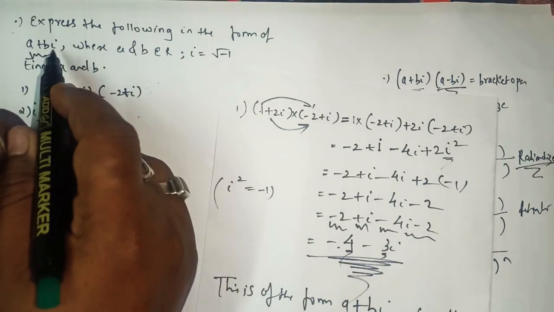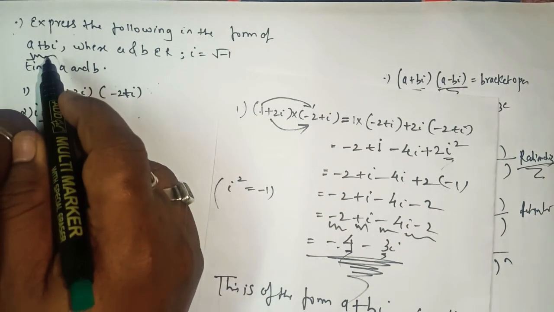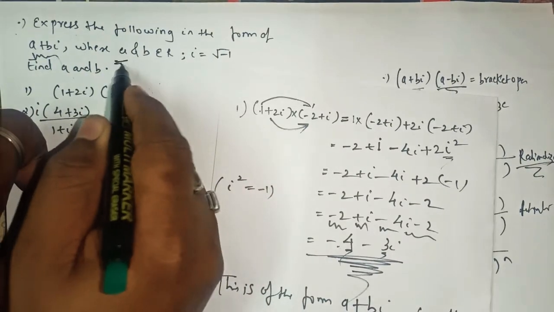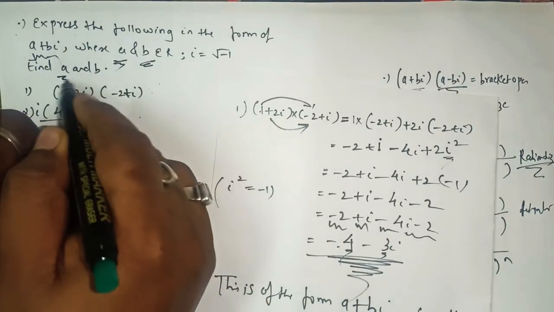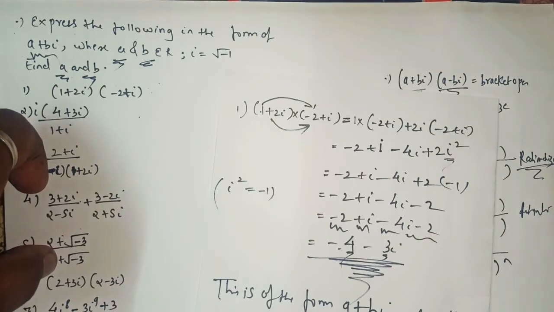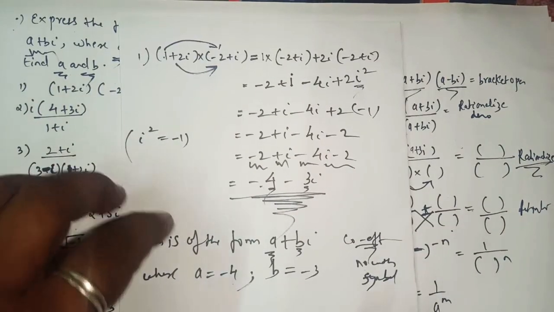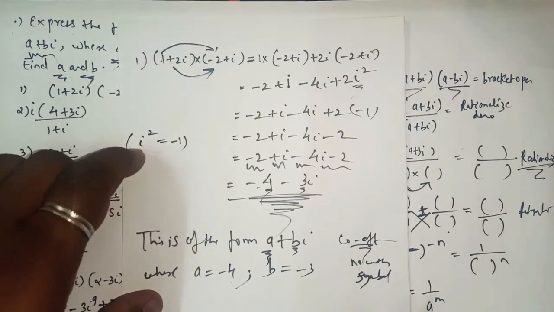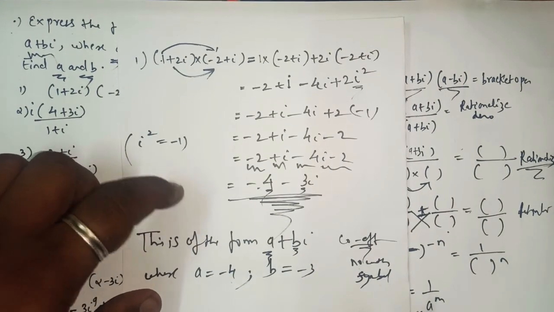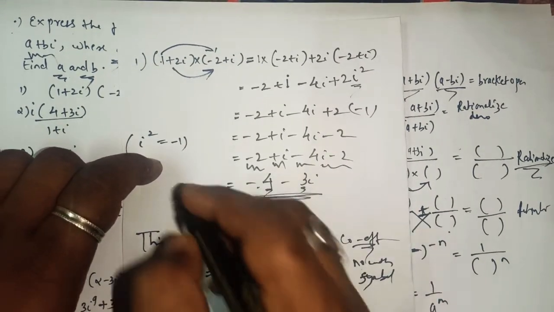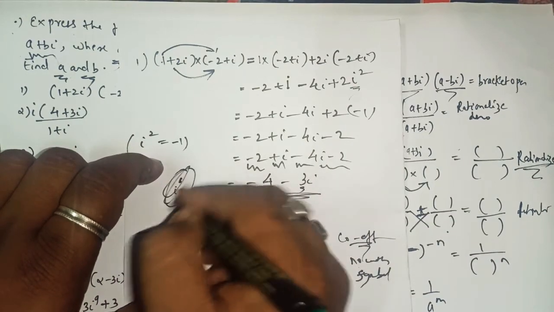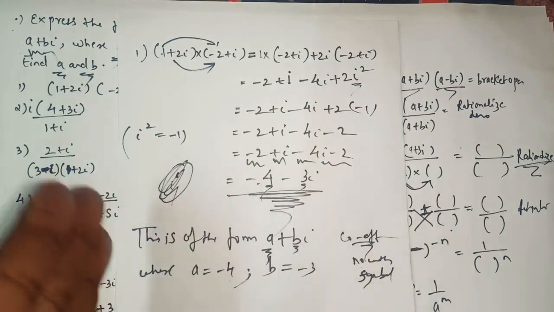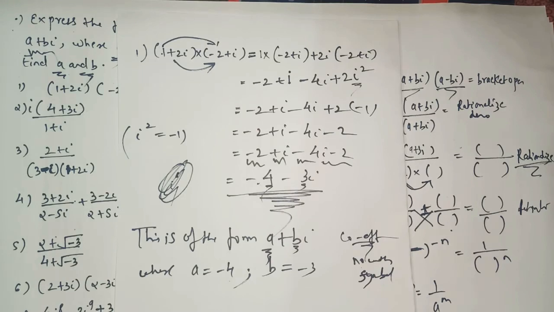A plus bi. You have to compare the answer and find the values of a and b. Okay, understood? And see to it that whenever in any sum you come across i square, i cube, i raised to 4, you have to replace the value, except i. Okay, i will be i only. If it is i square, i cube, i raised to 4, you have to change the value to get the final answer.